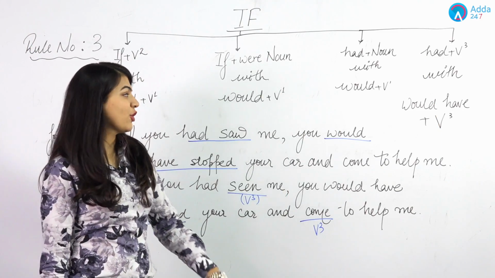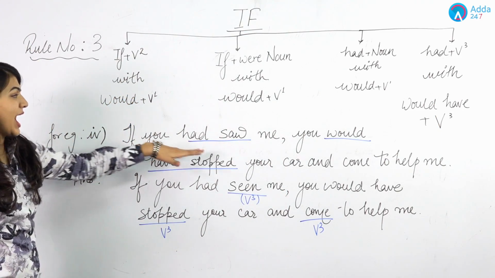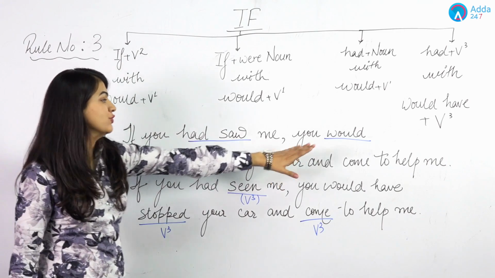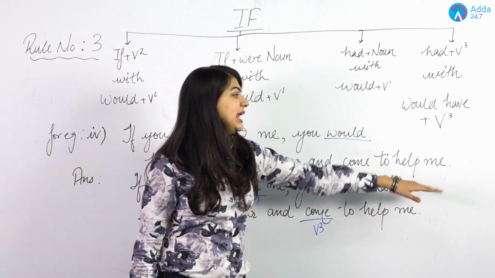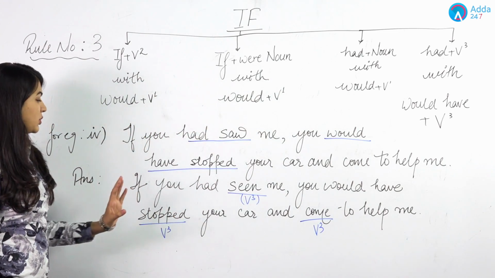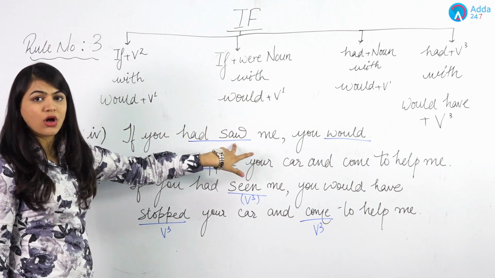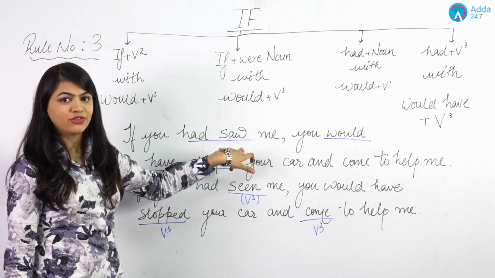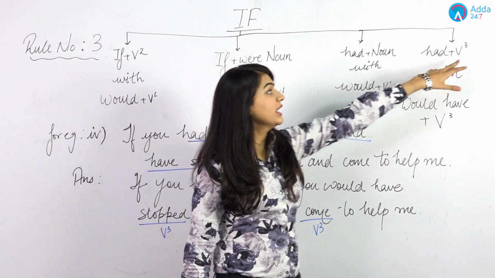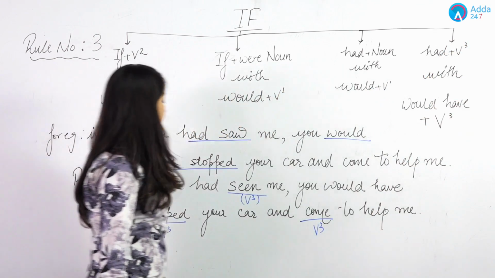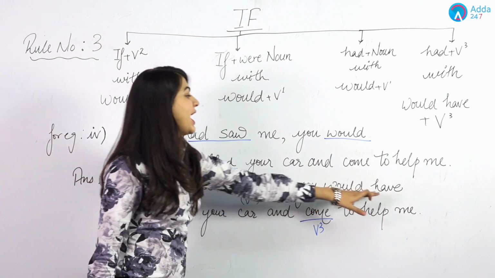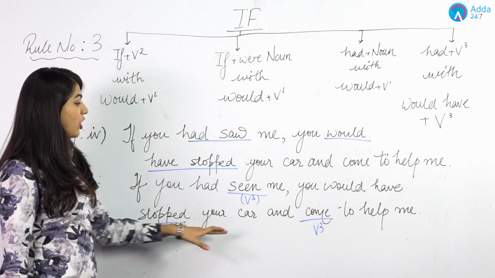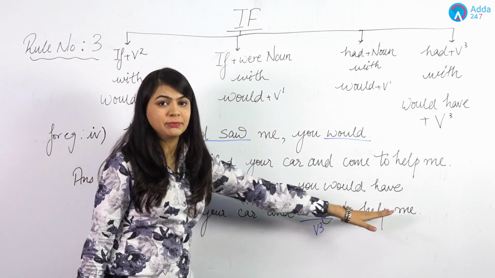In case number 4, if you had saw me, you would have stopped your car and come to help me. So the correct answer will be, here we have saw, this is the second form of verb. So we have to change it to the verb's third form. If you had seen me, you would have stopped your car and come to help me.